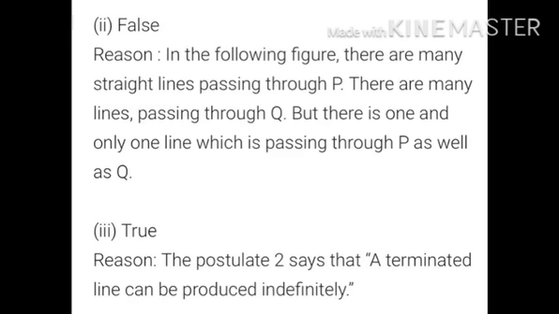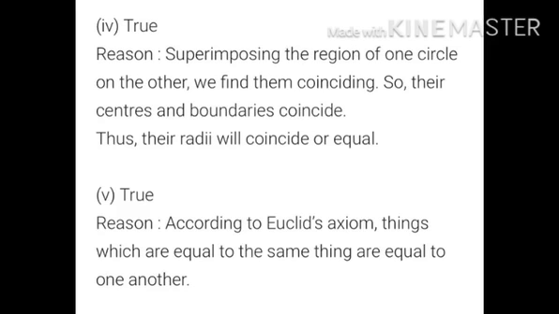Now the third part is true. Reason: postulate 2 says that a terminated line can be produced infinitely, meaning we can extend the line on either side. Now the fourth part answer is true.